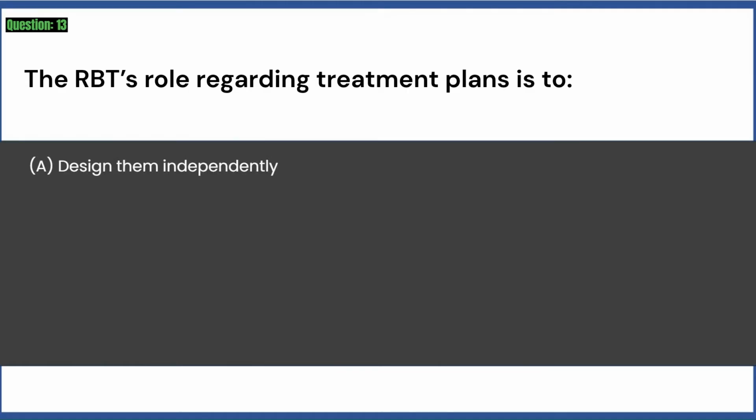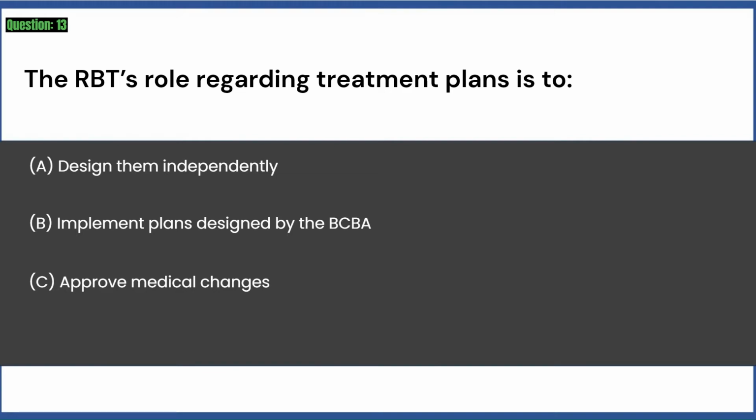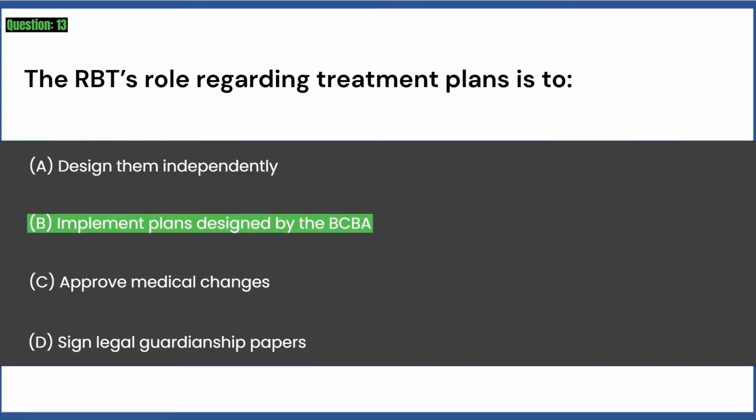The RBT's role regarding treatment plans is to A. Design them independently. B. Implement plans designed by the BCBA. C. Approve medical changes. D. Sign legal guardianship papers. Answer: B. Implement plans designed by the BCBA.